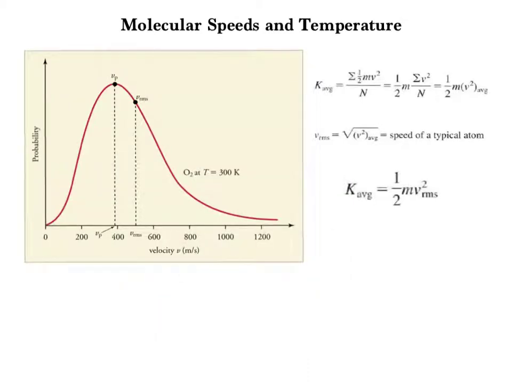So the atomic model of an ideal gas is based on random motion. So it's no surprise to us that individual atoms in a gas are moving at different speeds.